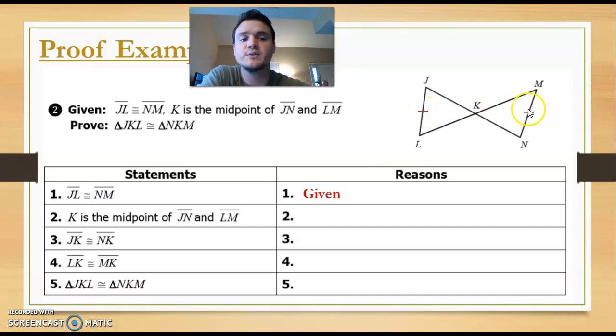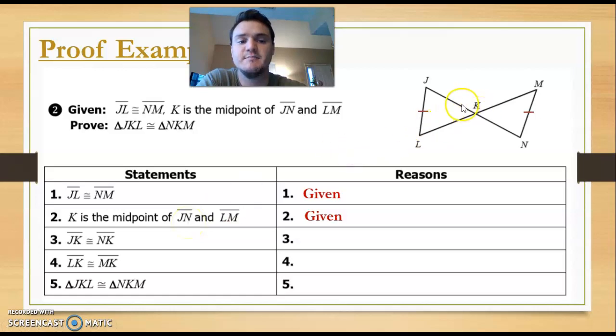So we know that JL is congruent to NM. It also says that K is the midpoint of JN and LM. That is also a given statement up here, so we just write given as the reasoning here. Now, this is where it becomes tricky, because you need to be able to interpret what this statement means. It says K is the midpoint of JN.